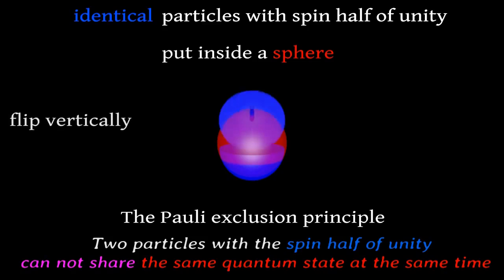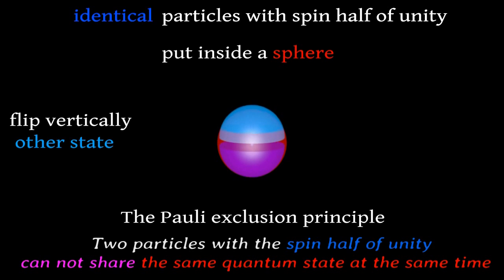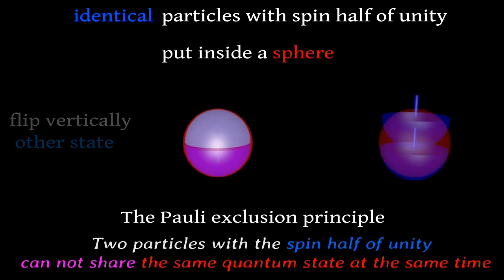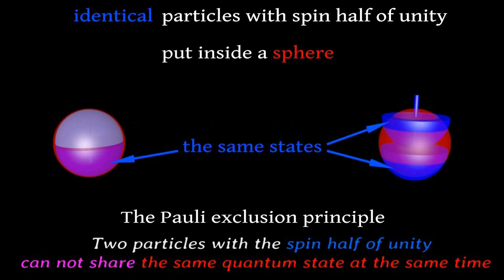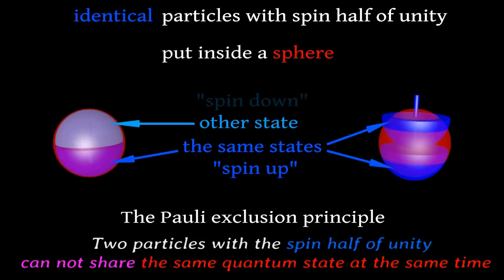However, we can do this if we flip vertically one of the half-spheres. In this case, our states will not have the same internal properties or quantum numbers. They will differ in the direction of the spin, or, more accurately, the projection of the spin. One half-sphere will correspond to the spin up, while the other will correspond to the spin down.